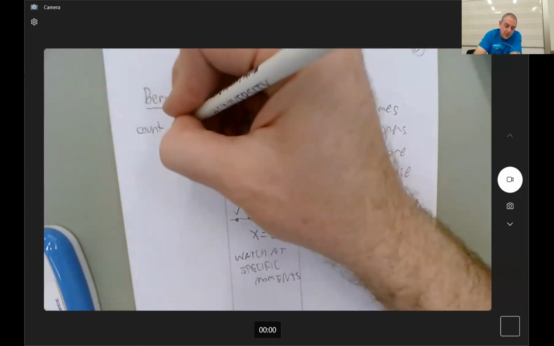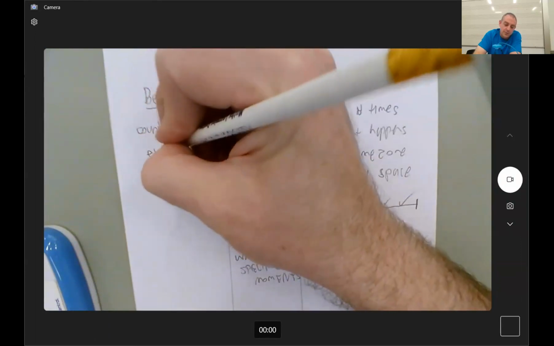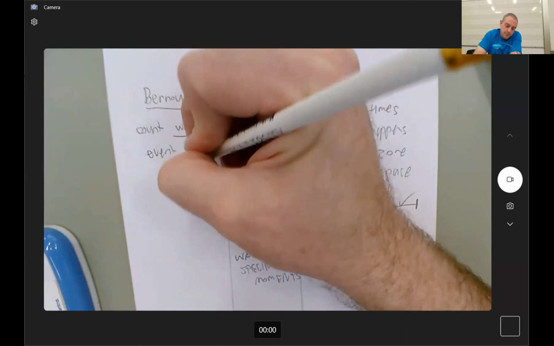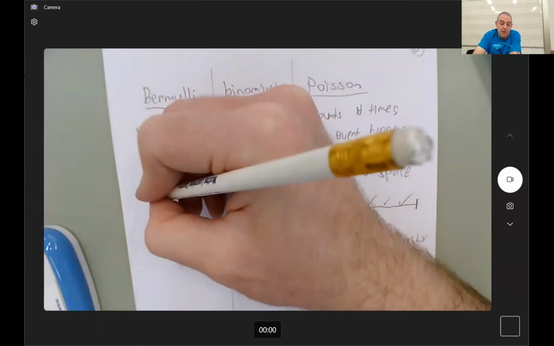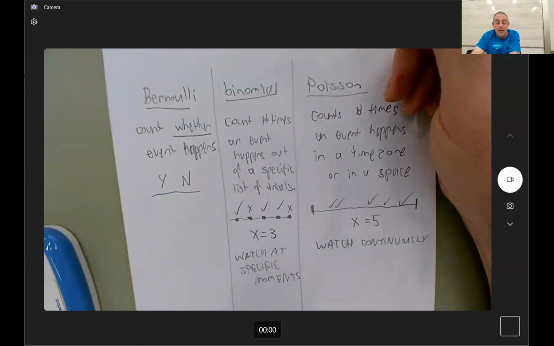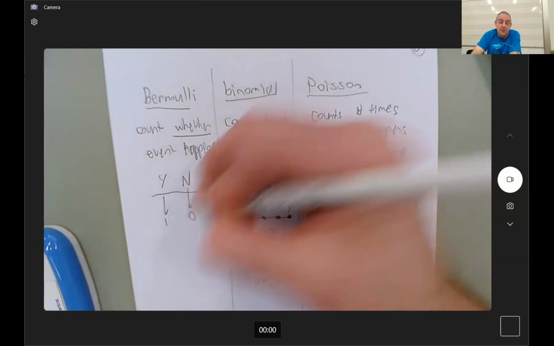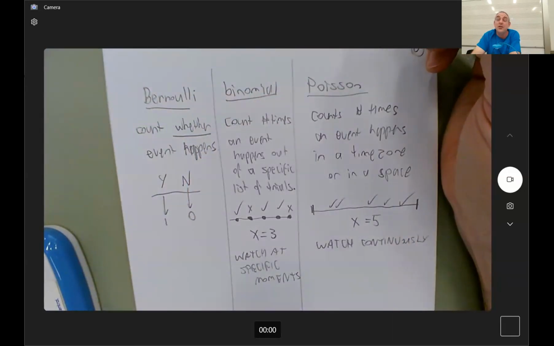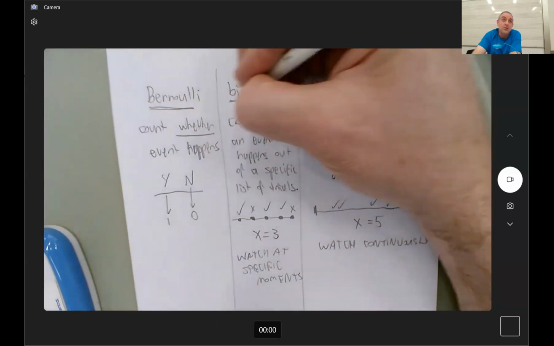So you count whether an event happens at all. With the Bernoulli distribution, it either does happen or it does not happen. That's it. So theoretically, a Bernoulli distribution doesn't produce a number. It just produces the words yes and no. But you say that this counts as 1 and this counts as 0. So the Bernoulli distribution is just a very fancy word for did it happen? And how likely was that? The binomial distribution is how many times did it happen, but I only watched at specific moments. The Poisson distribution is how many times did it happen, but I watched continuously. I'm hoping that helps to distinguish between them.